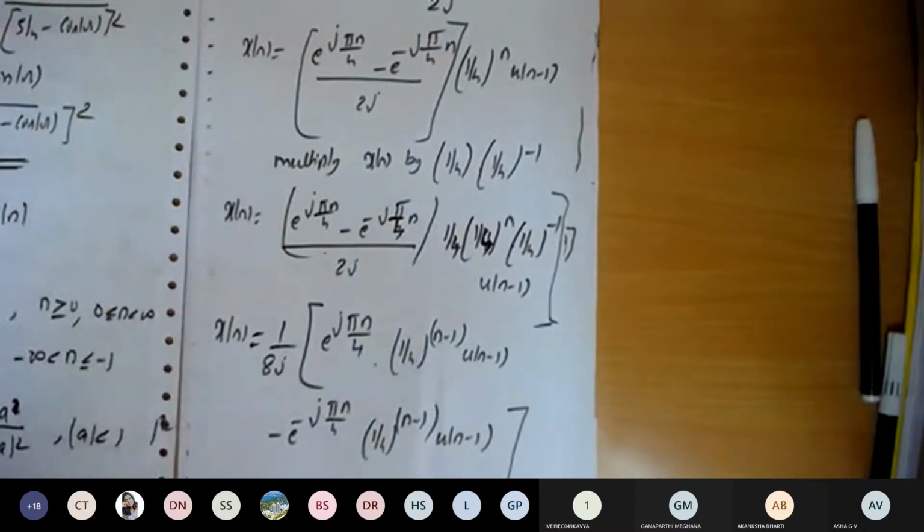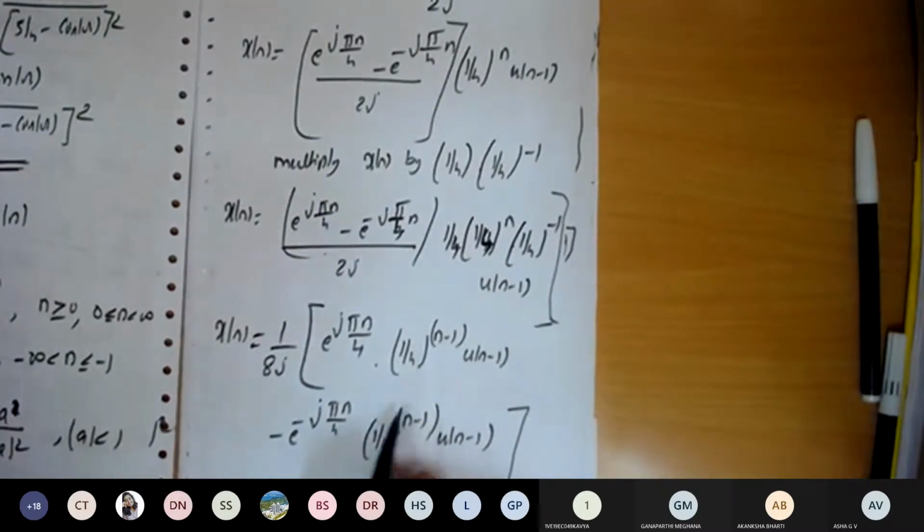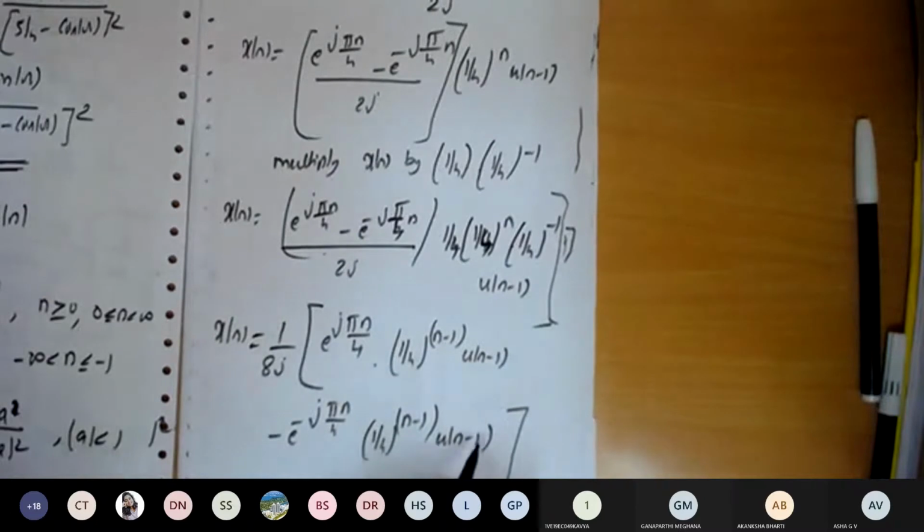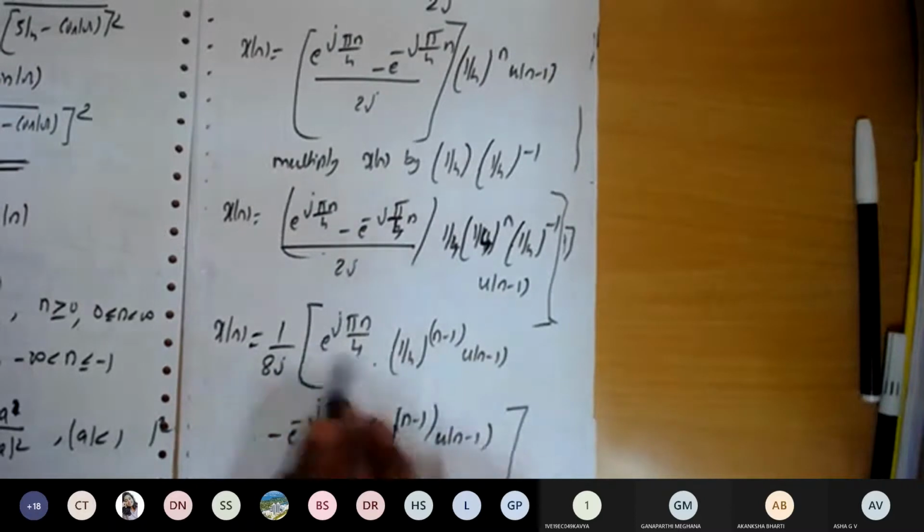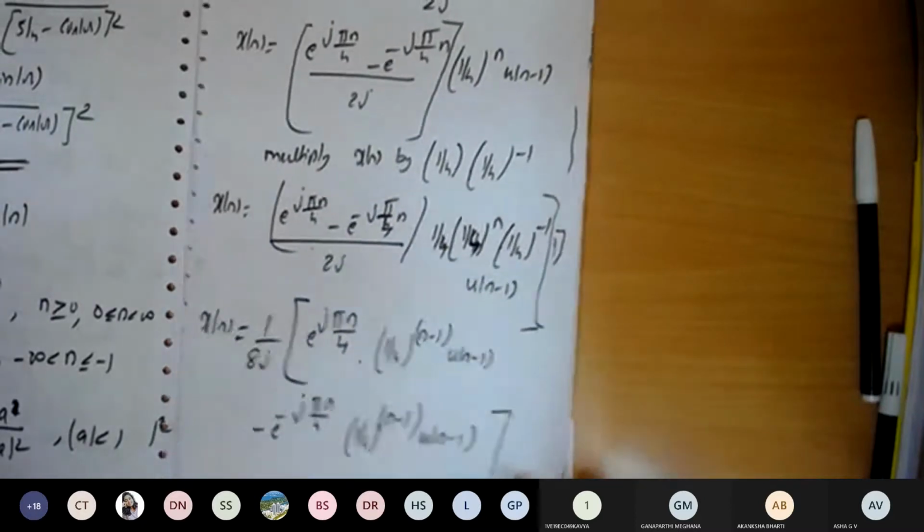Okay. Now we'll evaluate step by step. First, I'm going to apply the time shift property. First, I'll find out the generalized one. So this is in terms of a to the power of n into u of n. The DTFT of a to the power of n into u of n. Let us apply the DTFT of this one, then apply the time shift property, then apply the frequency shift property.